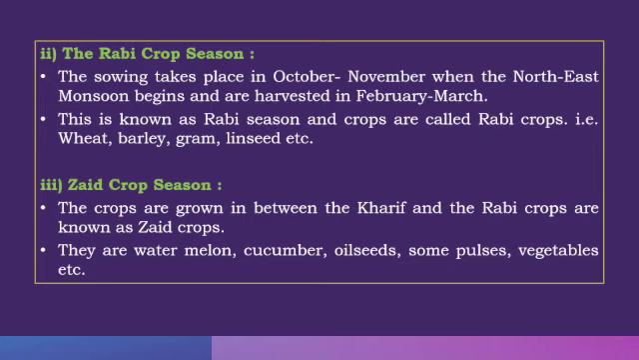The third cropping season is Zaid crop season. The crops which are grown in between Kharif and Rabi seasons are known as Zaid crops. During this season, watermelon, cucumber, oil seeds, and some pulses and vegetables are grown. So this is all about the three cropping seasons.